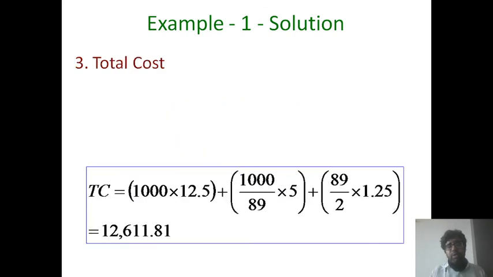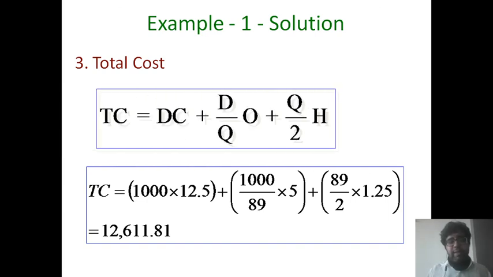The third is total cost. We know the formula: D into C, that is annual demand into cost per unit, plus annual demand upon quantity, that is EOQ, into the ordering cost, 5 rupees per order, plus again EOQ, or quantity, upon 2 into holding cost, that is 1.25. So your total cost comes to 12,611 rupees 0.81.